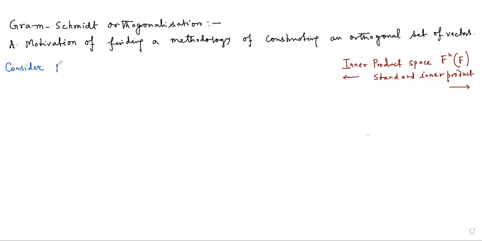Therefore we consider R2, the set of all ordered pairs of numbers, or all points lying on the two-dimensional plane. I am trying to visualize the Gram-Schmidt orthogonalization process from two-dimensional geometry. So consider R2 as an inner product space over the field R, with respect to the standard inner product.